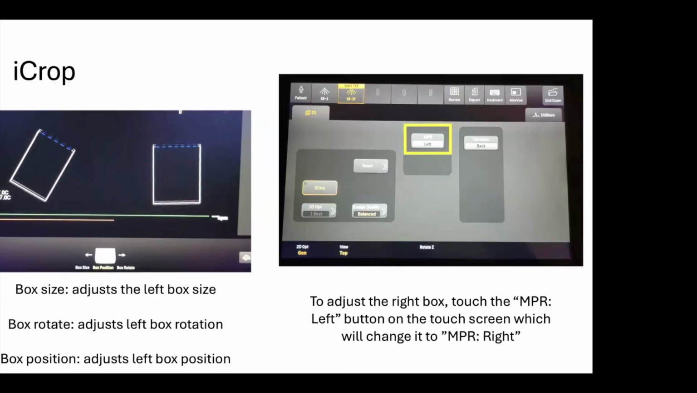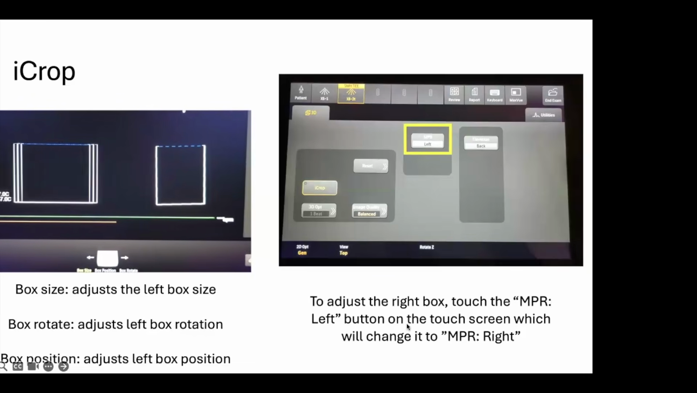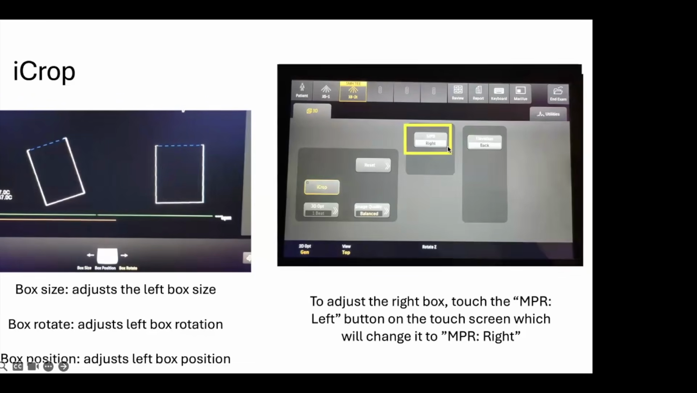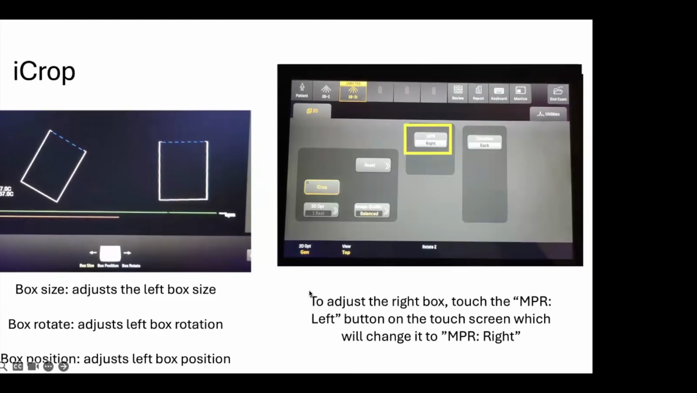And then if you want to change and move around the right box, there's this button here when you use iCrop called MPR left. And when you press that button, it'll change to MPR right. And then you can adjust the orientation, the size, and the position of the right box.